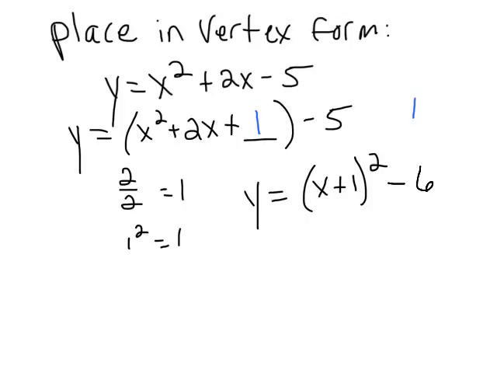So here's why it's called the vertex form. This is a parabola, and the vertex, the turning point of the parabola, can be found at negative 1, negative 6. Inside the parentheses, it's the opposite sign. Outside, it's a direct read, and that's the vertex of that parabola.